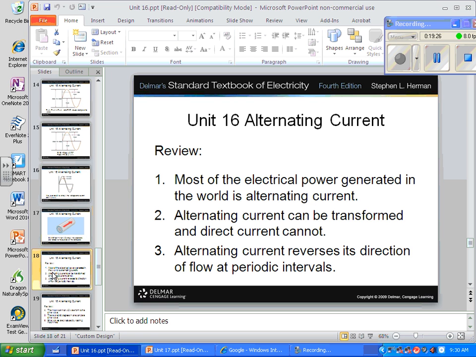Okay, power generated in the world is alternating current. Why is it mostly alternating current generated in the world? Because you can transform it. Do you realize we use power here in Los Angeles that is generated in Arizona?